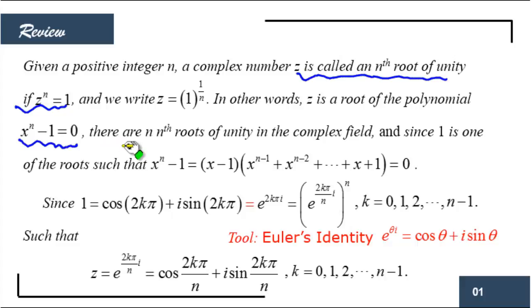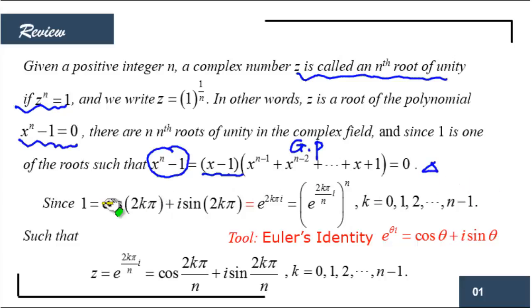And since 1 is definitely one of the roots, we can extract the factor x minus 1 from x to the nth power minus 1. And what is left is a GP. So this expression is important.